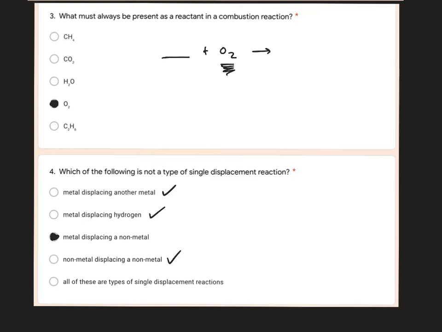So an example of all of these things here, something like aluminum plus copper 2 nitrate. Okay, that aluminum will replace this copper, right? That's a metal replacing a metal. The second example here, you could have something like zinc plus HCl, hydrochloric acid, where the zinc is going to replace the hydrogen and the hydrogen becomes the element.